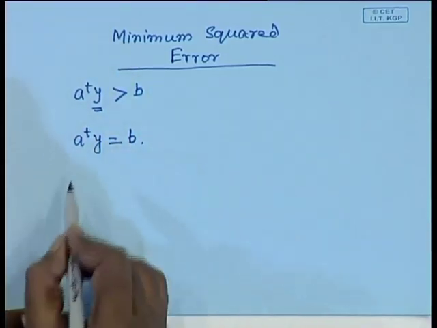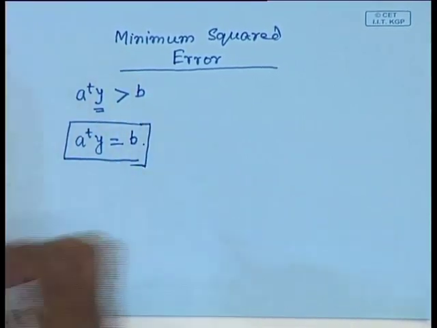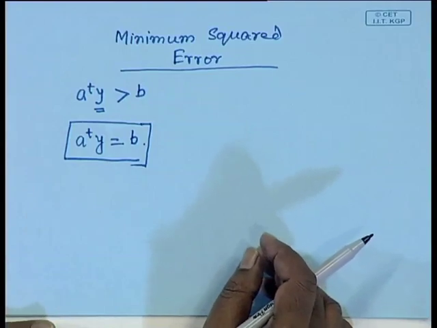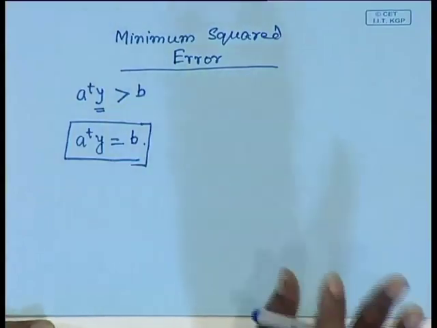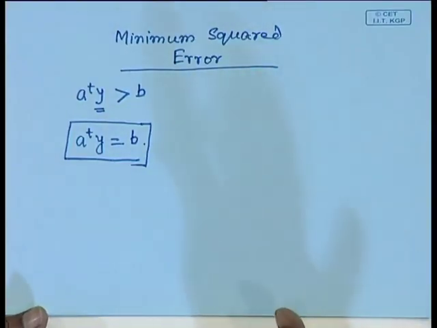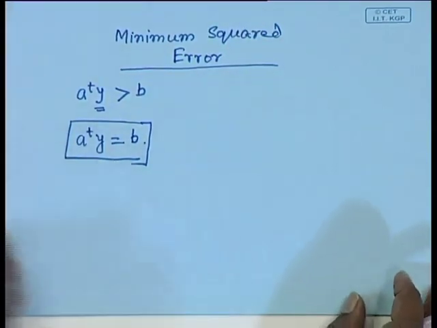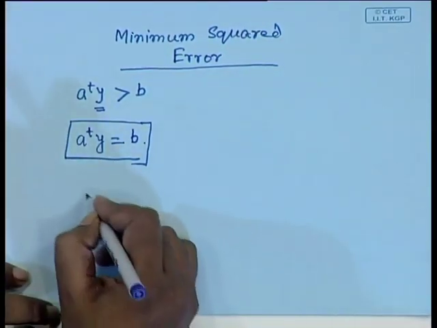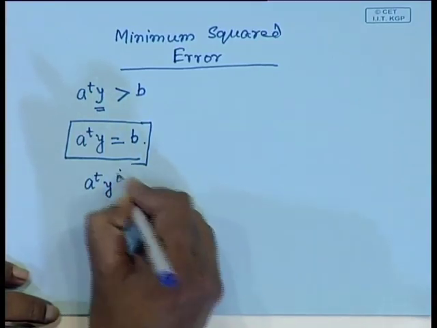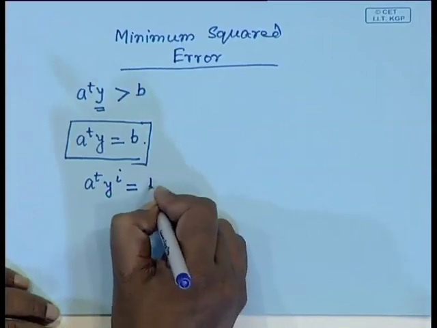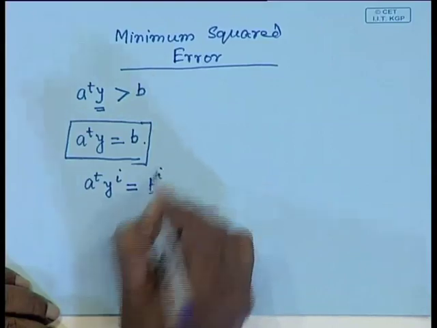Okay. So, I have to get a solution to this equation A transpose Y is equal to B. And the solution of this equation can be obtained by this minimum squared error procedure. Right. So, over here if I consider the ith sample, my condition will be A transpose Y i is equal to B. Or to be more general, let me assume that this will be Bi.